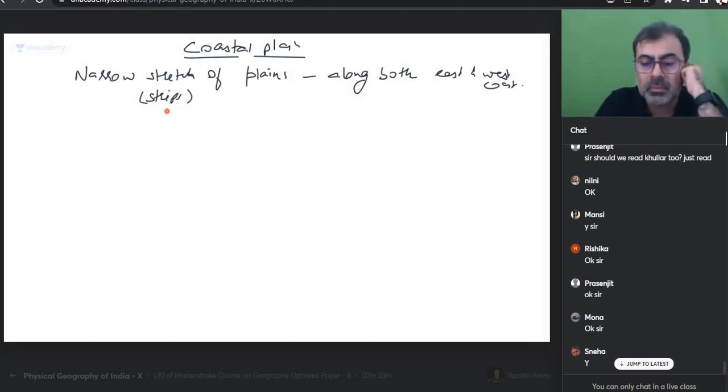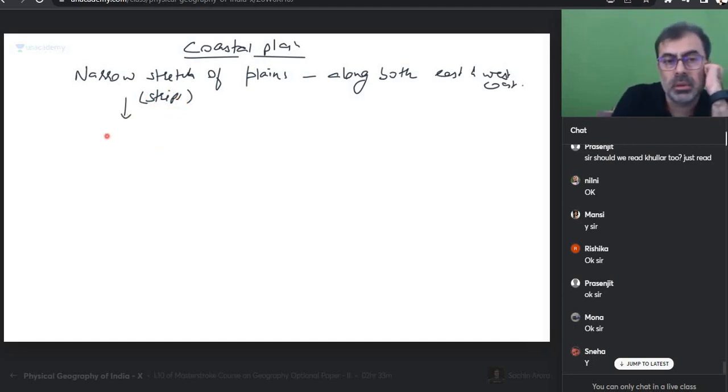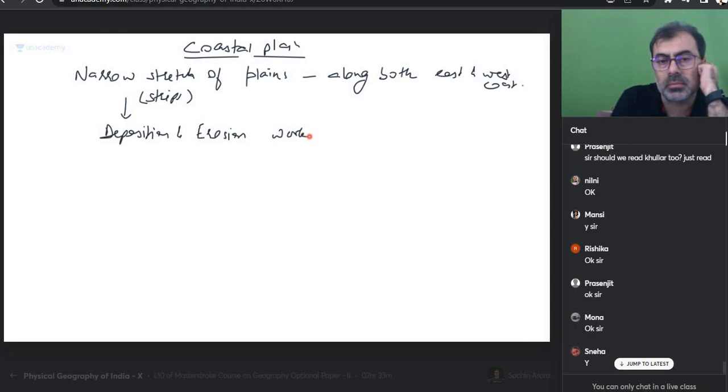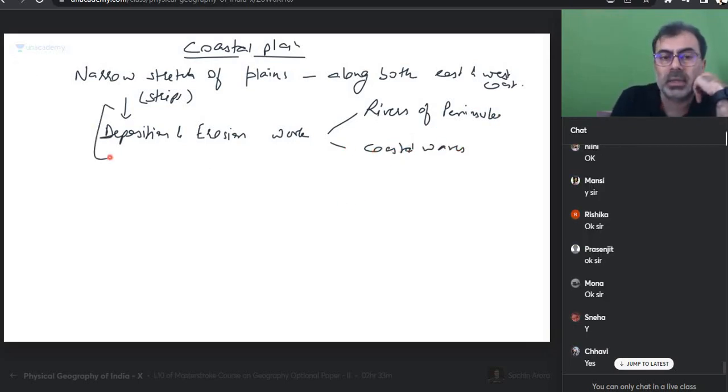ठीक है? कैसे बना? Deposition and erosion work by rivers of peninsula as well as coastal waves. Is everyone okay? Can I say mostly exogenetic processes?